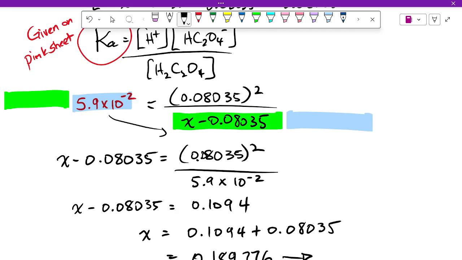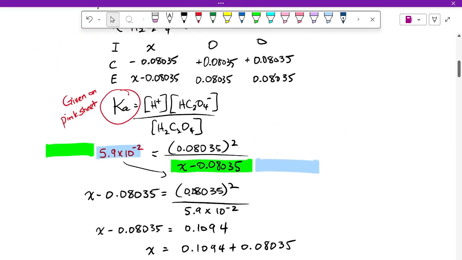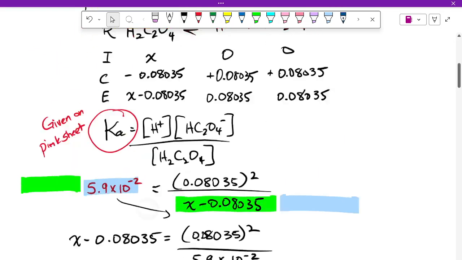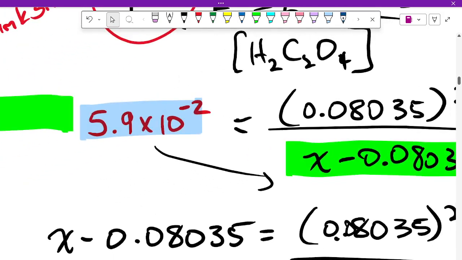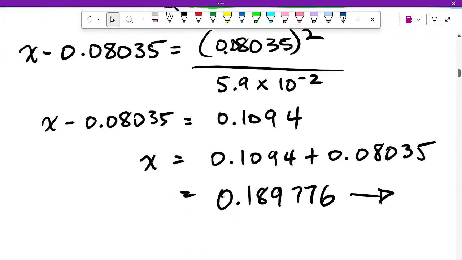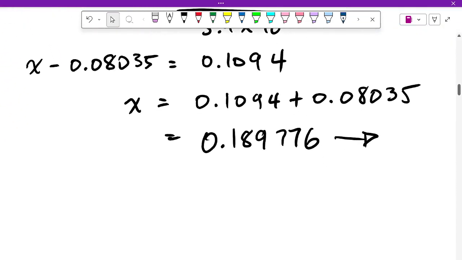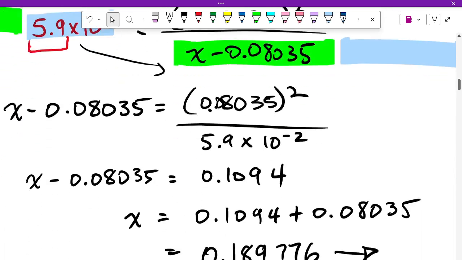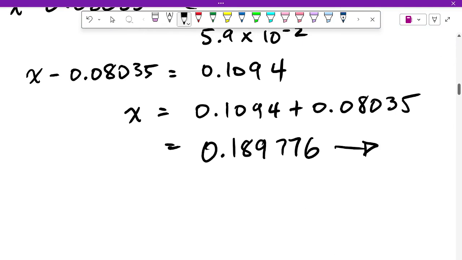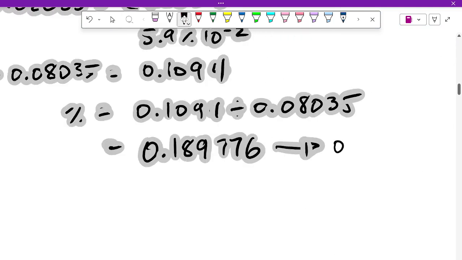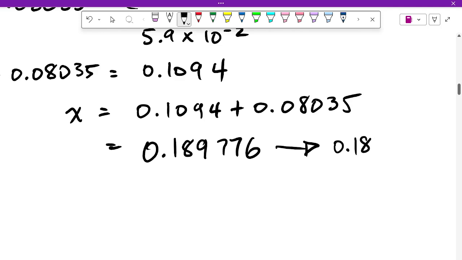However, how many sig figs should I have in this number? You look to the very beginning. I look to the very beginning and I also look at the Ka value that I used. Oh, 2. So yeah, 2 is the smallest number. I had more than that in my other numbers, but my Ka value had only 2 sig figs. So this then has to round to 0.19.